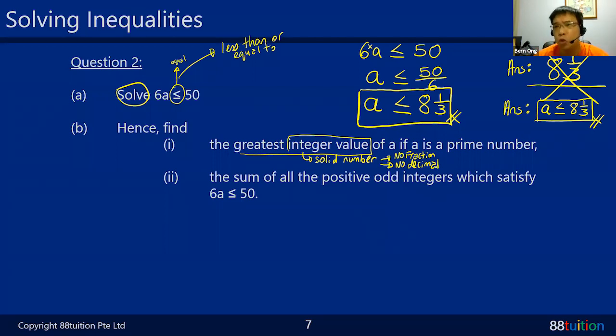Many of my Sec 4 still don't know what is integer, but you must know, Sec 1, Sec 2. And it must be a prime number. Examples of prime numbers are 2, 3, 5, 7, 11. These are the first 5 prime numbers you need to know.